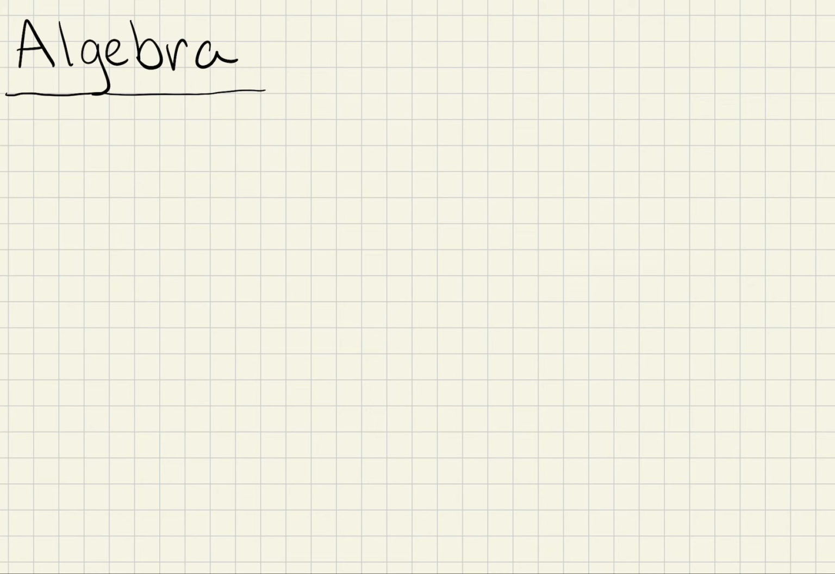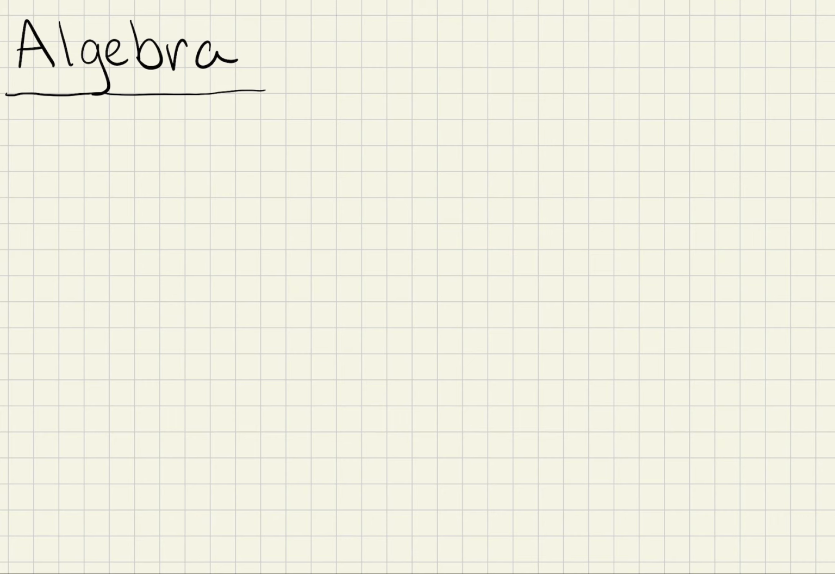We're pulling out common terms to get a simplified expression. And then the last thing that we really look for in algebra is solving for those unknowns, those variables. I have plenty of other algebra videos on the channel. If you're interested in those, make sure to check them out. And let's go ahead and look at some of these examples.